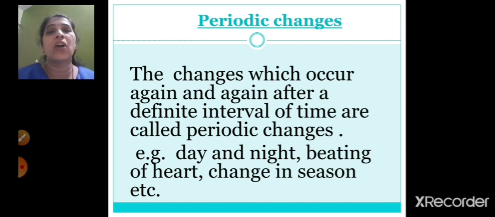Beating of heart. As I told you, there is contraction, relaxation, contraction, relaxation. It keeps on going. Then change in season. Every year there are the three seasons: summer, winter, rainy season. So it is happening again and again at a definite interval of time. So periodic changes are the changes which occur again and again after a definite interval of time. Examples are day and night, beating of heart, change in season, etc. There might be more examples, children, which you can write of your choice also.